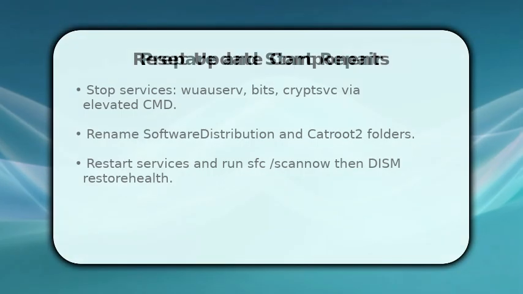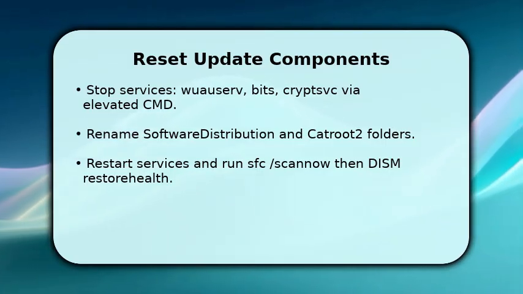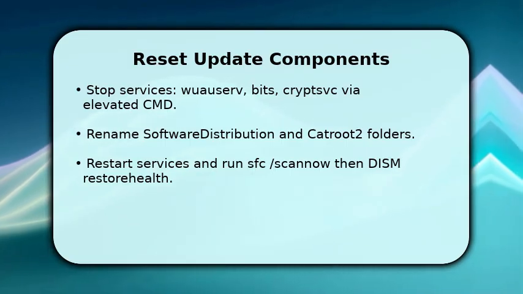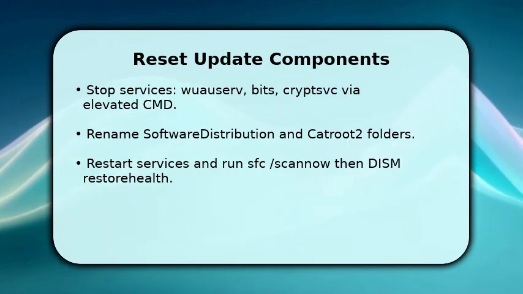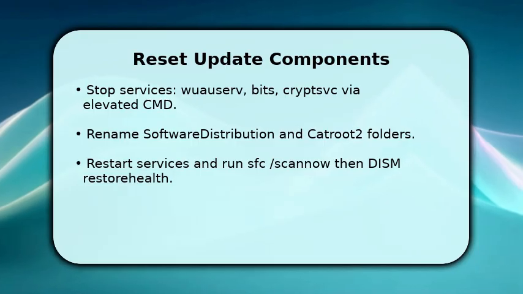Open an elevated command prompt and stop wuauserv, bits, and cryptsvc so files can be changed. This prevents locks. Next, rename SoftwareDistribution and catroot2 to force Windows to rebuild the update cache. This removes bad metadata. After that, restart the services and run sfc /scannow to repair system files.